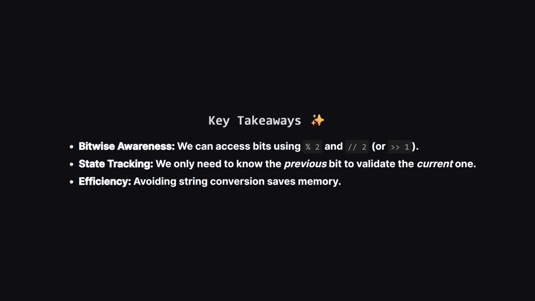So let's wrap it up. We learned 2 ways to check for alternating bits. First, we saw how to treat the binary number as a string and check neighbors. Then, we optimized it by using math to peel off bits one by one. The key takeaway is that often, you don't need to see the whole number at once. You just need to compare the current piece of information with the piece you saw just a moment ago.